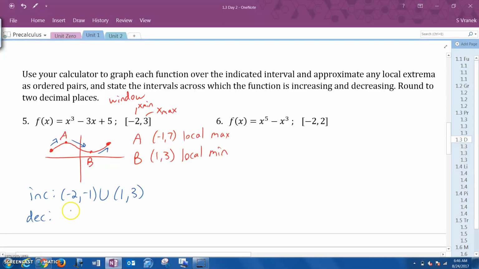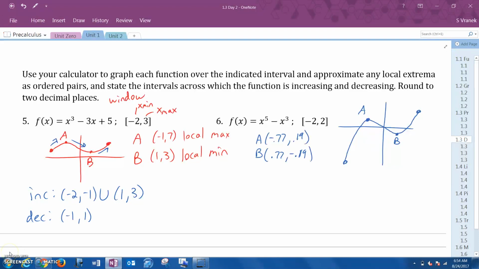For decreasing, the x value for a is -1, and the x value for b is 1. So that would be that one. Okay, I'm going to quickly put the other one up now. You should have seen on your calculator that you would have a graph like this. Again, set this as your x min and this as your x max.